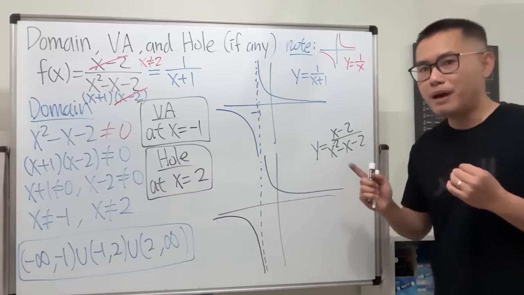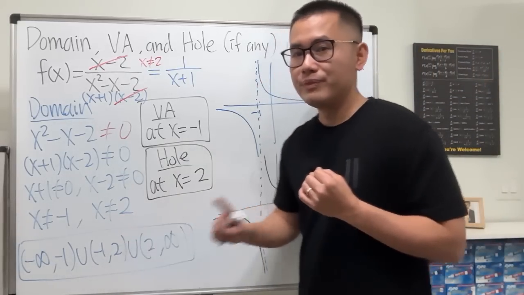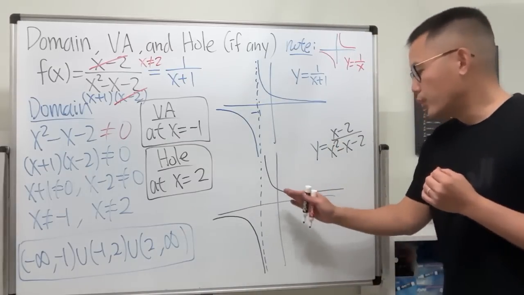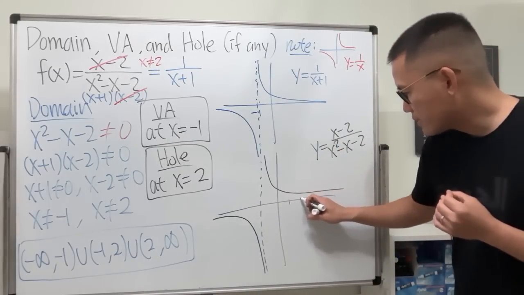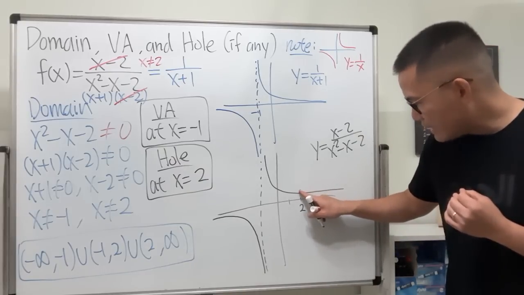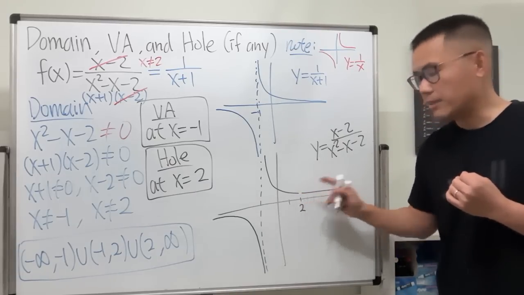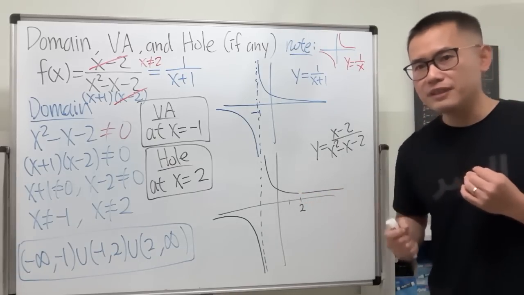Good. But we have to remember that originally x cannot be equal to 2. So this is how we have to do it. We will go to x is equal to 2 right here. We have to go to the graph and erase that. We don't have that point anymore. X cannot be equal to 2. And we have to emphasize that.